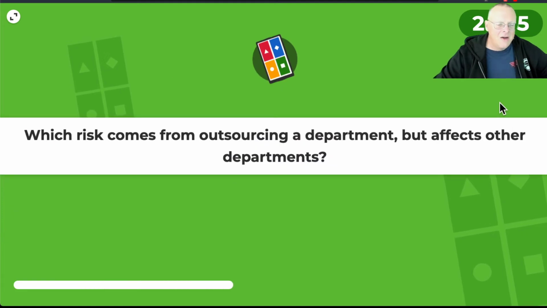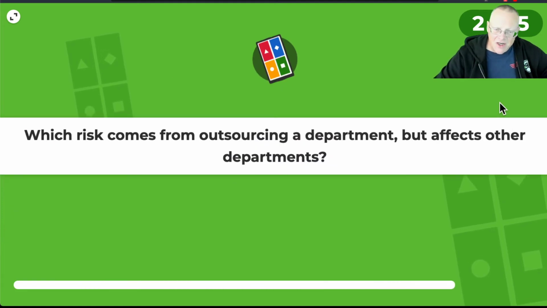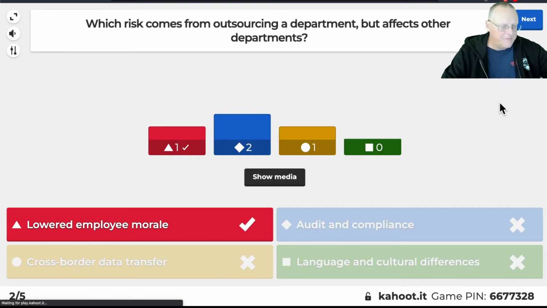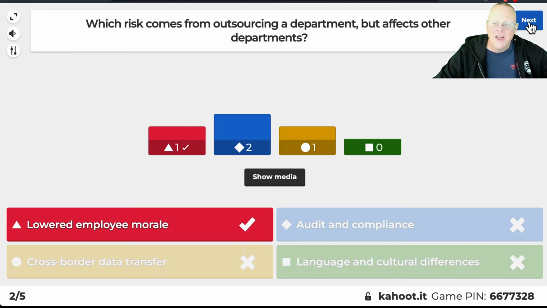All right. What risk comes from outsourcing a department and might affect other departments? Yeah, that's the main one. These other things might happen, but the thing that's most likely is lowered employee morale as they figure out that you're starting to outsource things.